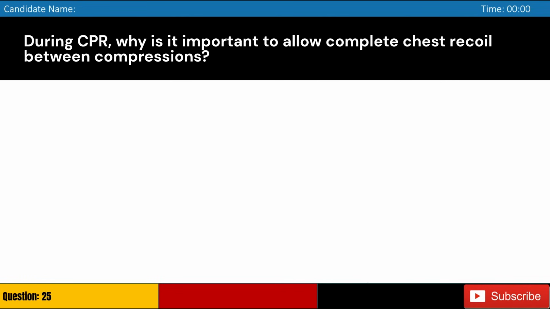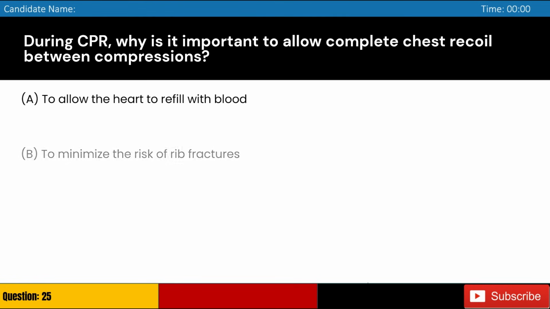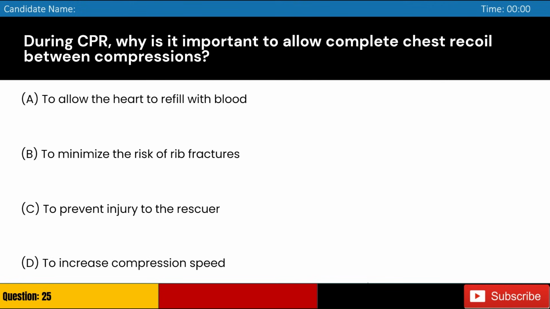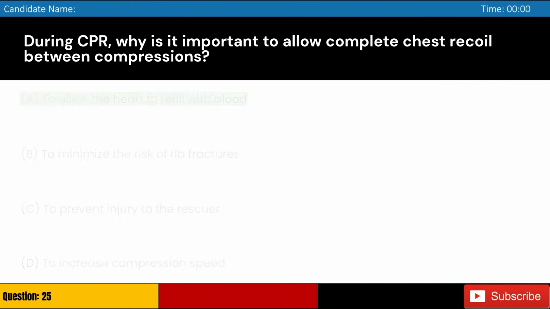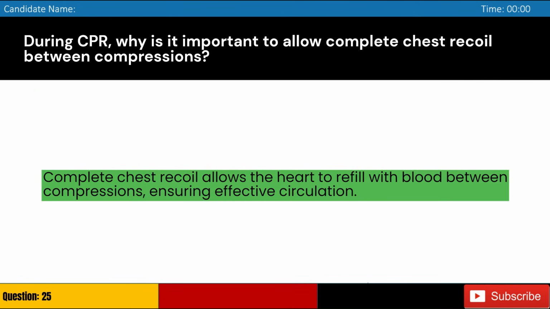During CPR, why is it important to allow complete chest recoil between compressions? A. To allow the heart to refill with blood. B. To minimize the risk of rib fractures. C. To prevent injury to the rescuer. D. To increase compression speed. Answer A. Complete chest recoil allows the heart to refill with blood between compressions, ensuring effective circulation.